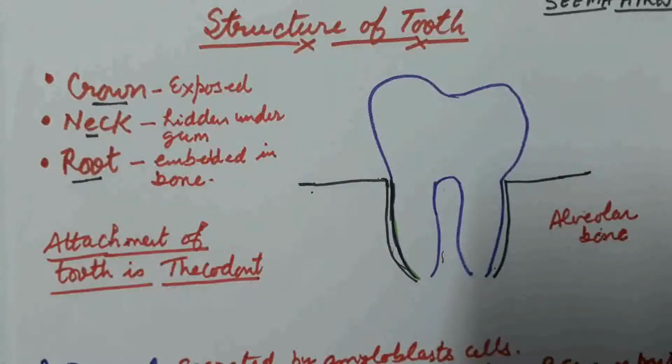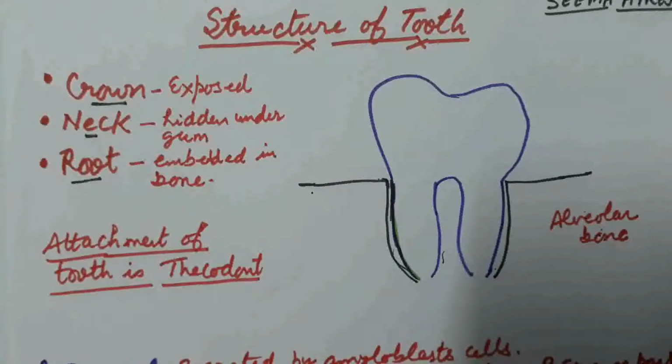The crown is the white visible portion of the tooth, that is, the exposed part of the tooth which is white in color is known as the crown. The second part is the neck region, which remains hidden under the gum, and the third part is the root, which remains embedded in the sockets of the jaw bone.